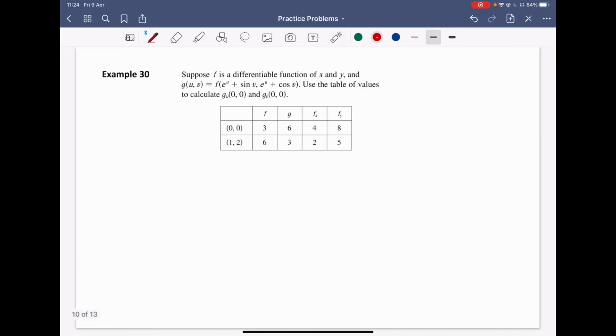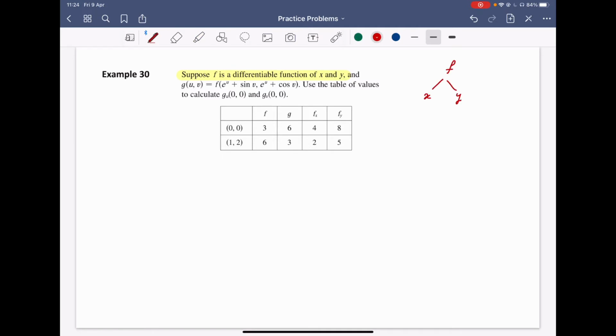Sounds good. We move to the next one, which is example 30. Here we have something more fancy. So let's look at that. For question 30, we have f, a differentiable function of x and y. So f is a function of x and y.